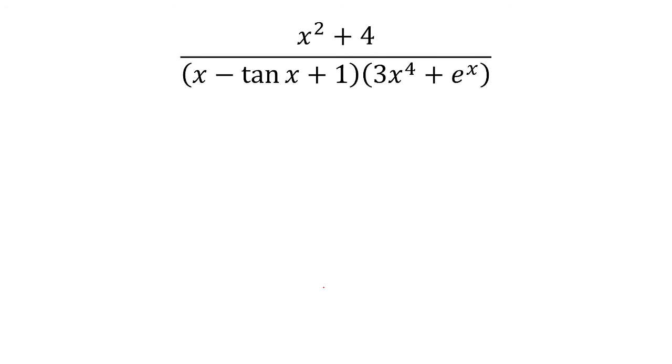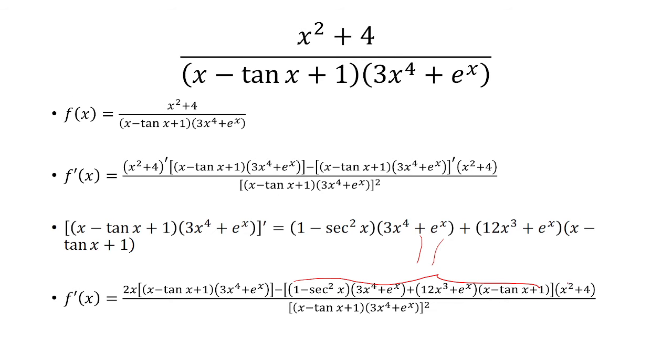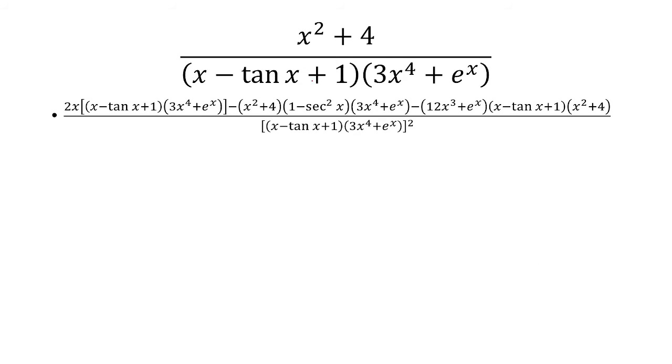Okay. Now, I should mention that the next step was distributing this negative and then x² + 4 to both this term and this term. So that's why we have a negative x² + 4 here. And then we have 1 − sec²x times 3x⁴ + eˣ. And then minus this term.